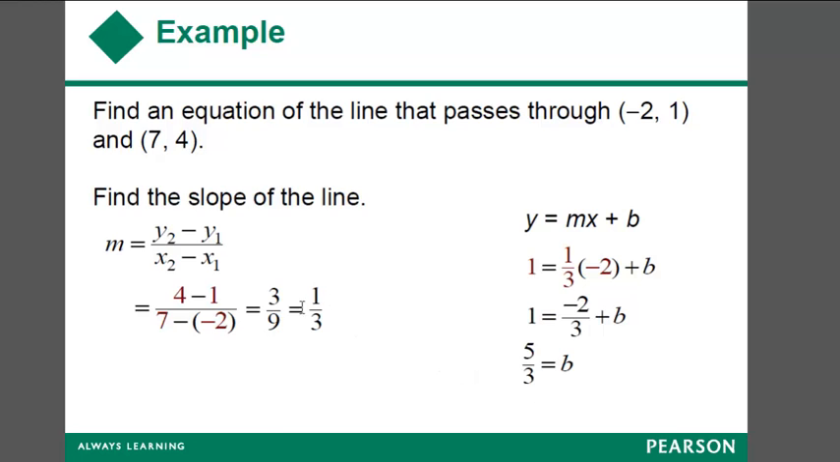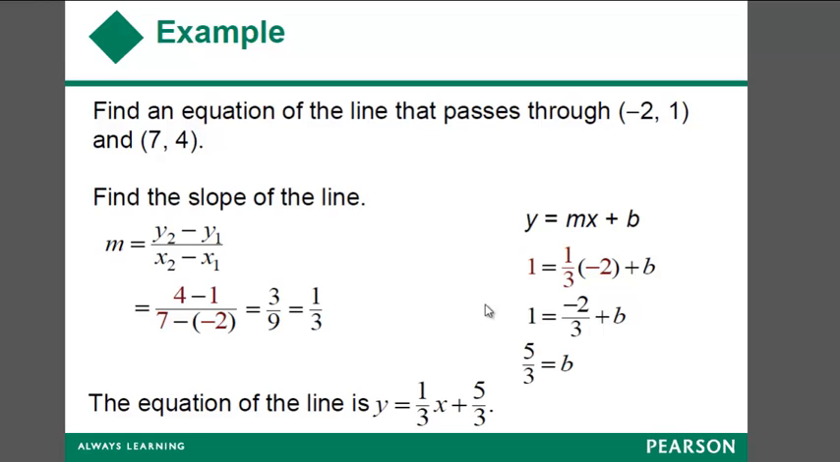Now I'm ready to substitute my m and my b, my slope and my y-intercept, into y equals mx plus b. The equation of this line is y equals 1/3 x plus 5/3.